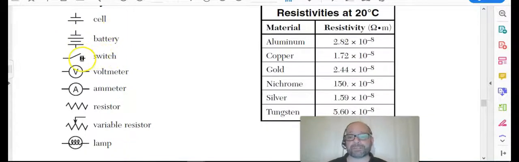This is the symbol for a switch. A lot of kids like to think of this as the drawbridge. When the drawbridge is opened, the electrons can't flow, just like a real bridge. When it's open, the cars can't pass over it.